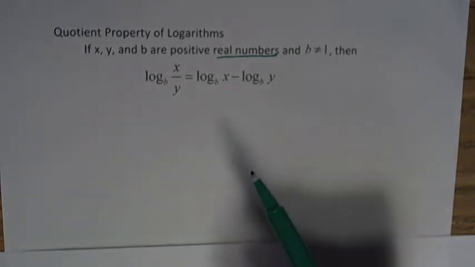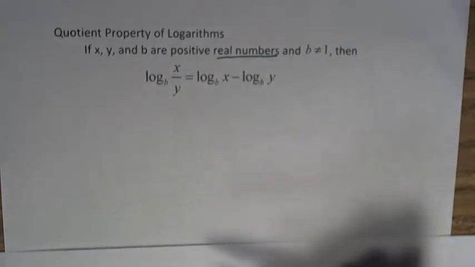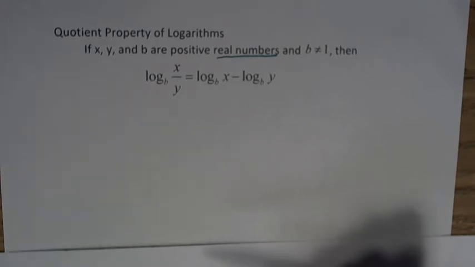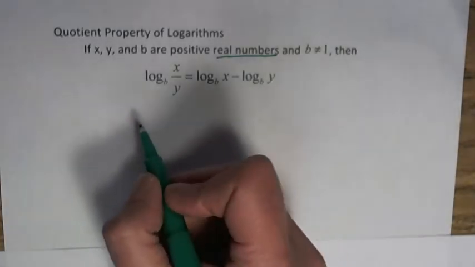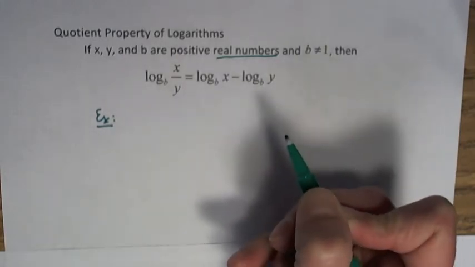Now again, where have we seen division and subtraction in the same statement? And again, you should be thinking about one of our rules of exponents. Now, I'm not going to go through and prove this particular one, but let's do a couple of examples, again, of condensing and using this particular property to simplify expressions.